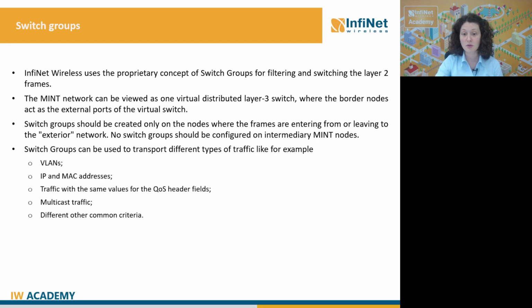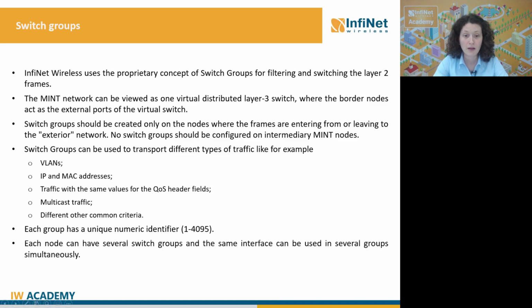Switch groups can be used to transport different types of traffic, like for example, VLANs, IP and MAC addresses, traffic with the same values for the QoS header fields, multicast traffic, and different other common criteria. Next, each group has a unique numeric identifier. Another important aspect is that each node can have several switch groups and the same interface can be used in several groups simultaneously.